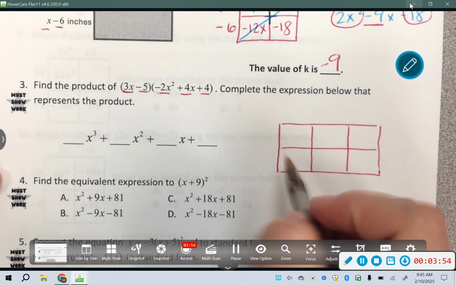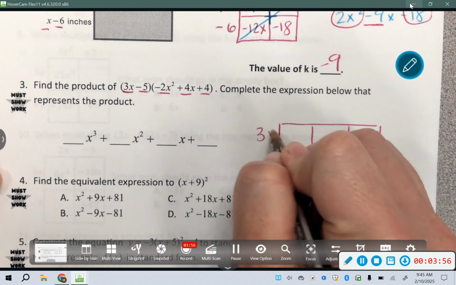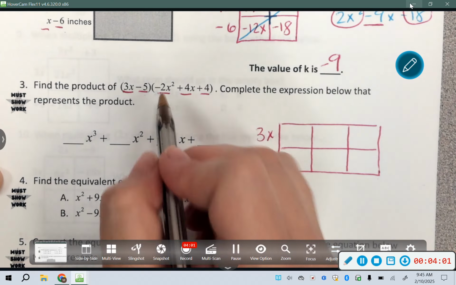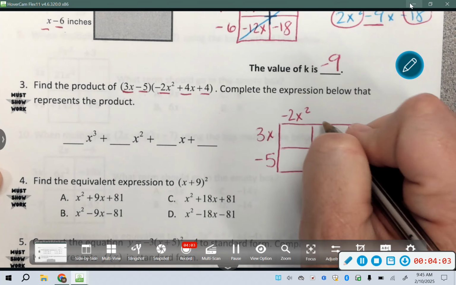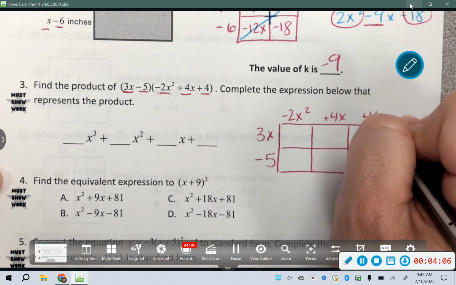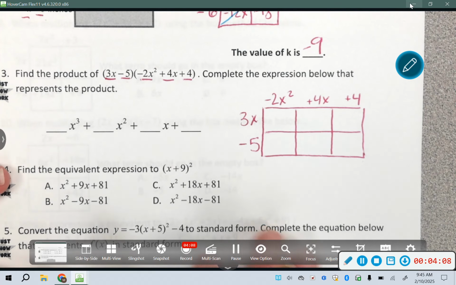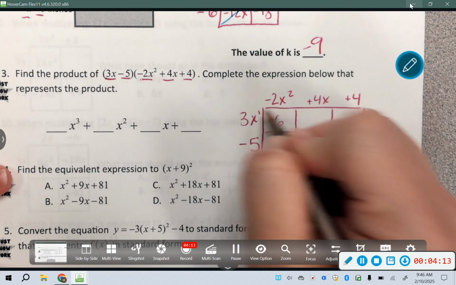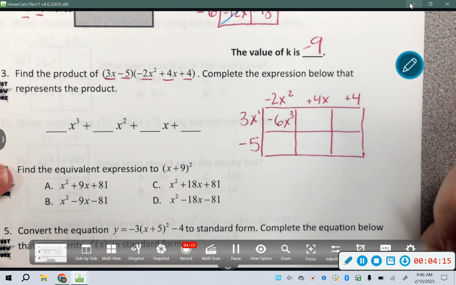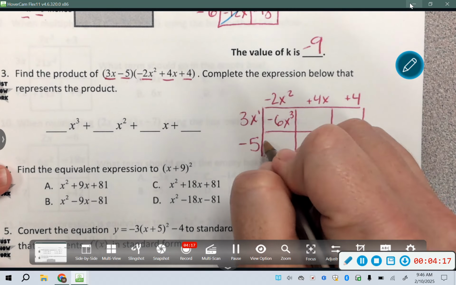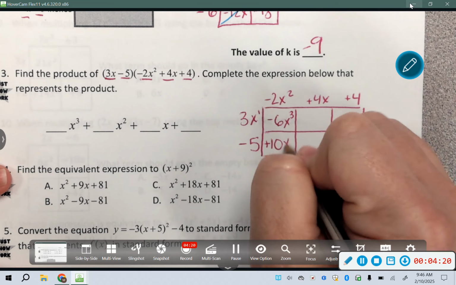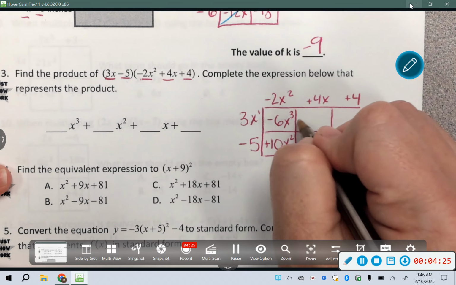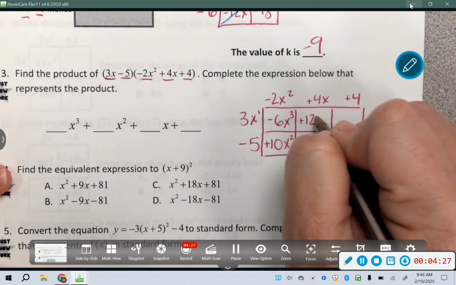So my 2 terms are going to go on the 2 side, 3x minus 5. And my trinomial goes where there's 3 slots. So negative 2x squared plus 4x plus 4. And we have to multiply. So 3 times negative 2 is negative 6. Again, we have to add our exponents. So 2 plus 1 is 3, or cubed. Negative 2 times negative 5 is positive 10x squared, because there's no other x's here to change that. 3 times 4 is positive 12. X and x is x squared.